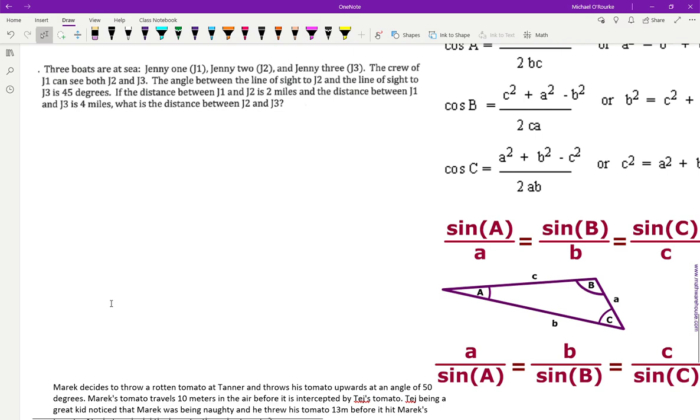Let me draw this up for you as you submit yours. So I have boat 1 here, and it's looking at 2 spots. Looking at boat 2, boat 3. Okay? And it says its viewing angle here is 45 degrees. Right? Distance between 1 and 2 is 2 miles, and distance between 1 and 3 is 4 miles. It's wondering how far this distance is. Okay? So we're trying to find that.